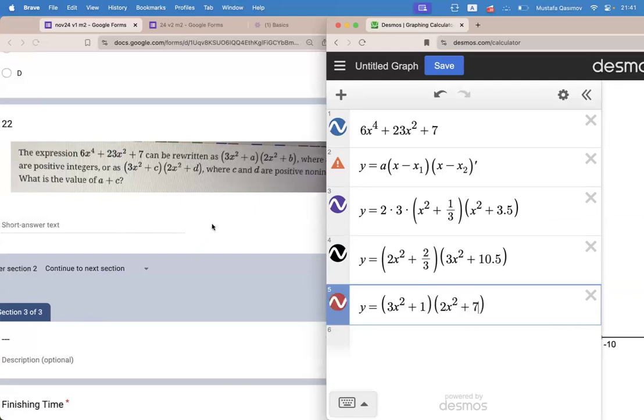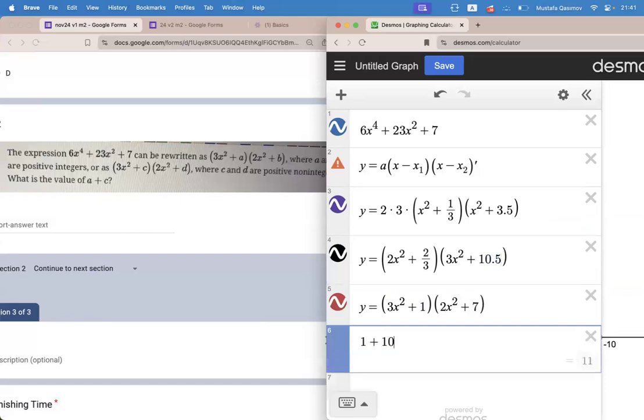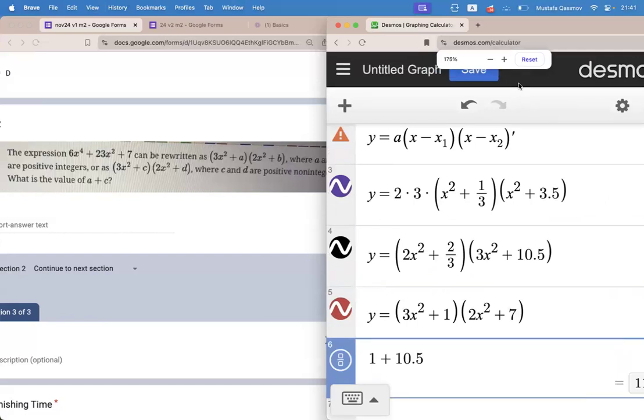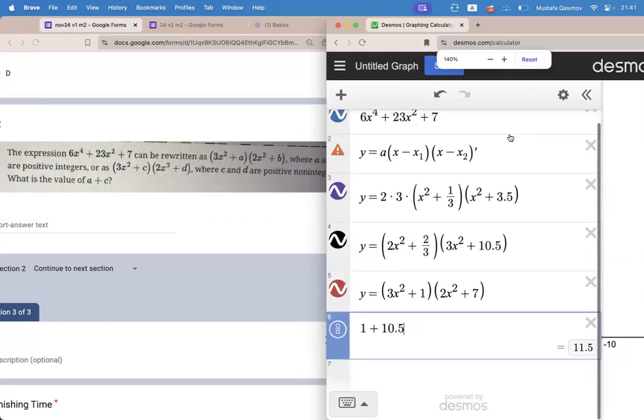Then it says, what's the value of a plus c? Both of them are with 3x squared. So one of them is 1, one of them is 10.5. So it will be 1 plus 10.5. So it is the first method, and I will also show the second one, if you didn't understand that one.